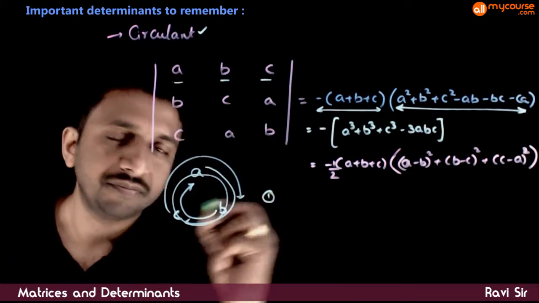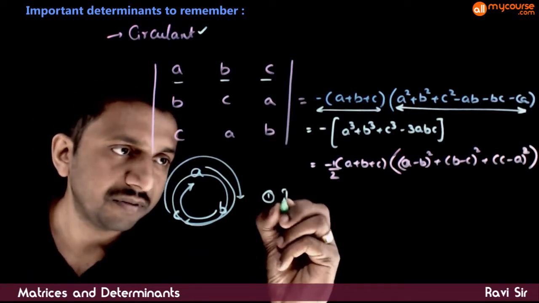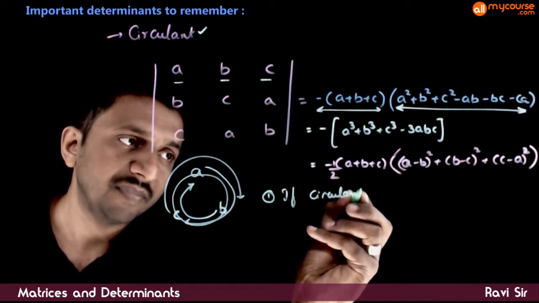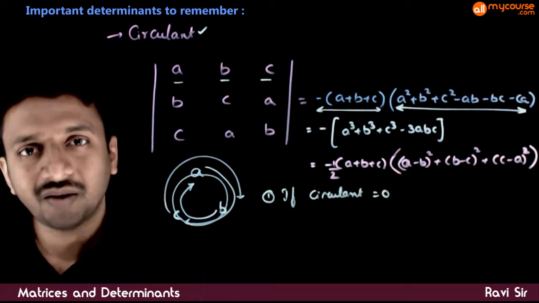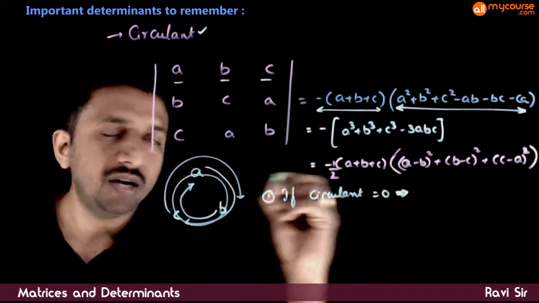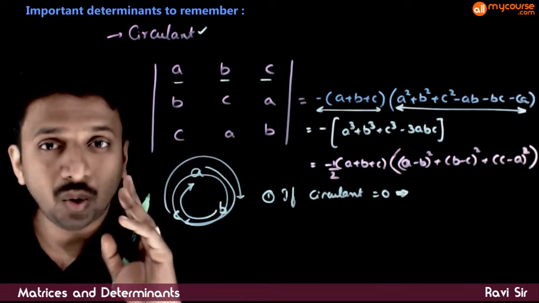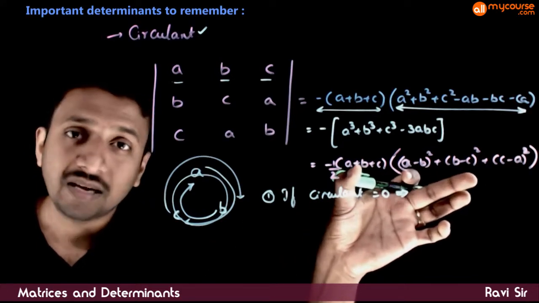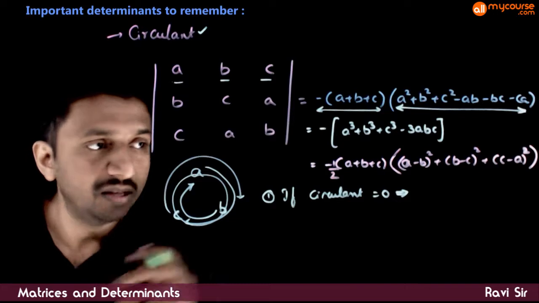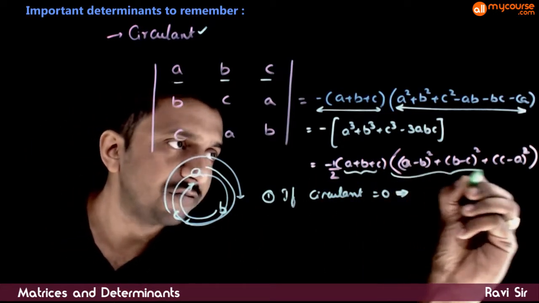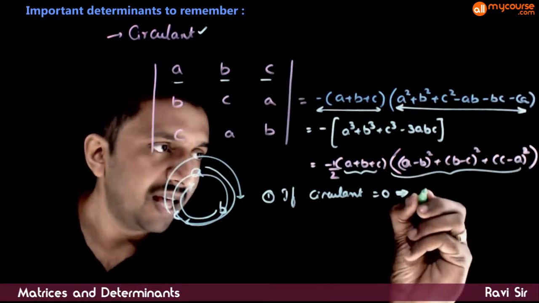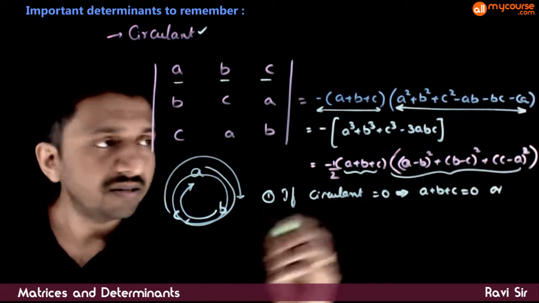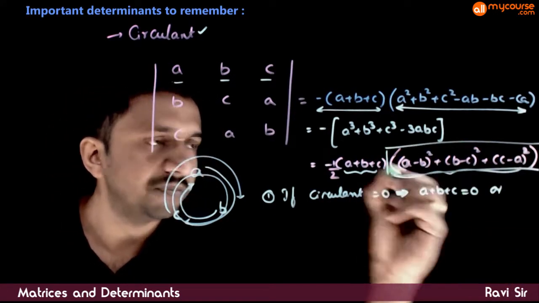So the first conclusion is, if circulant is equal to 0, then what is your conclusion? Circulant is equal to 0 implies there are two conditions, either of which have to be valid. So let us use this formula. This formula is a very special formula. So if the product of these two is equal to 0, then either A plus B plus C has to be equal to 0, or this term has to be equal to 0.